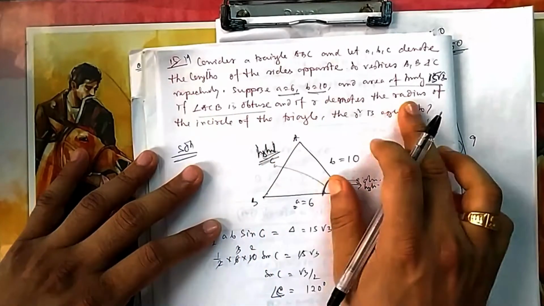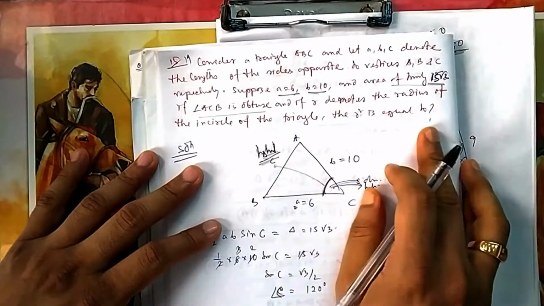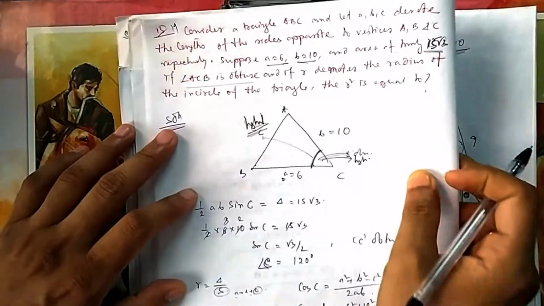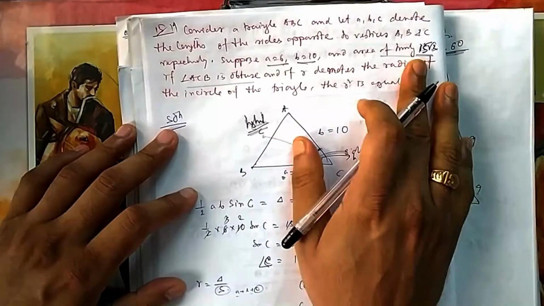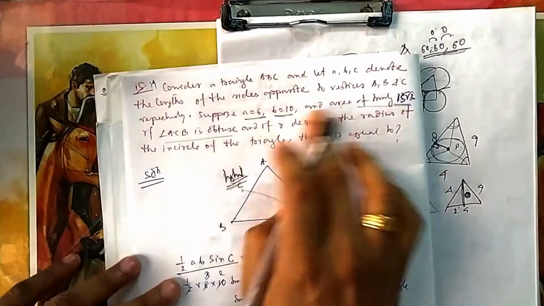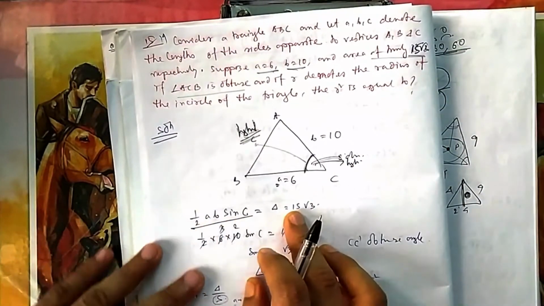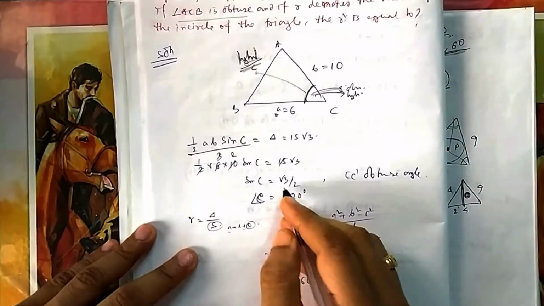If r denotes the radius of the inner circle of the triangle, then r square. This one is easy. Once we can calculate C, then we can easily find it out. And for calculating C, lots of things are given. Two sides given, area given, so you can apply the formula area equals half ab sin C. So from here you can calculate sin C equals √3/2.